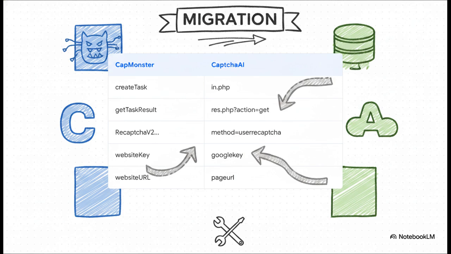If you were using the reCAPTCHA v2 task proxyless, well, that just becomes method=userrecaptcha. You aren't changing the core logic of your app at all. You're literally just swapping out the syntax of the request.